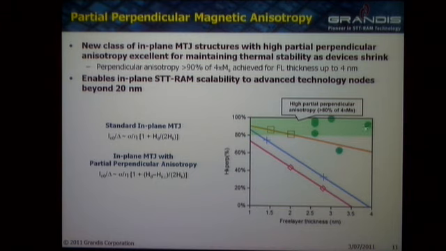The reason it's so important is because as you scale down these devices, they become smaller. You lose the thermal stability unless you can increase the volume of the free layer. And if it's becoming smaller, the only way to increase volume is to make it thicker. So if you have a 4 nanometer, for example, or 3 to 4 nanometer free layer, but with a high partial perpendicular anisotropy, you can have a low switching current, but also high thermal stability, even beyond 20 nanometers.